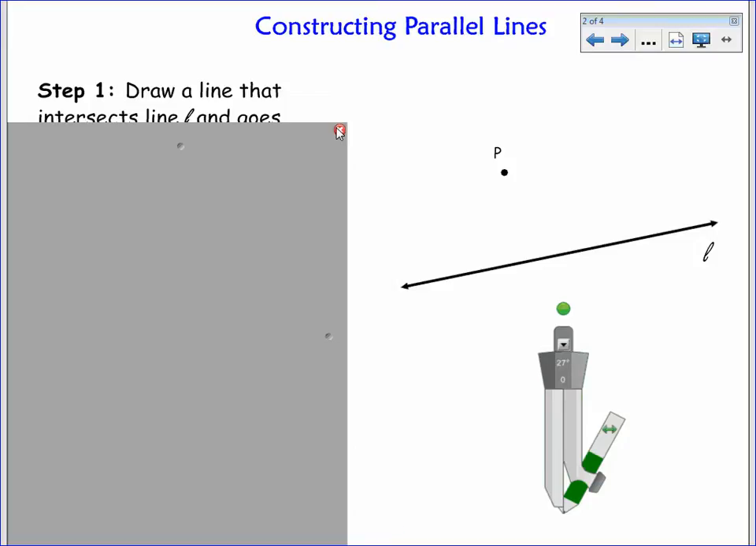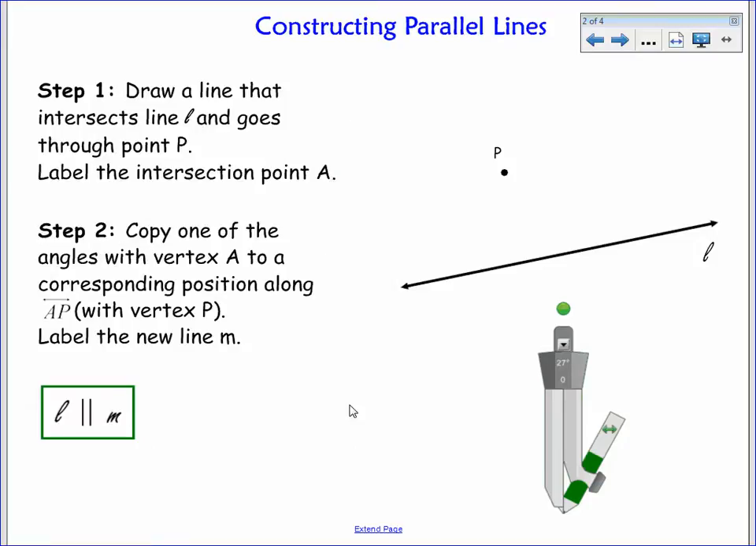So let me go ahead and reveal all the steps and then we'll go through them. So we're going to start by basically creating the transversal that's going to eventually go through our two parallel lines. This transversal needs to go through our point P and then just intersect anywhere on line L.